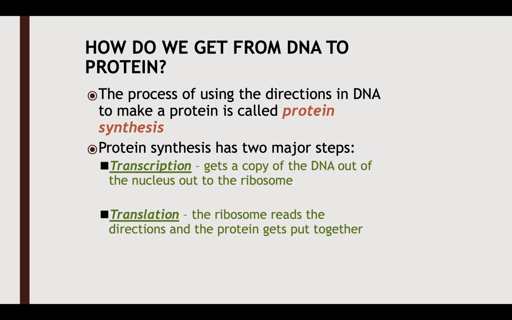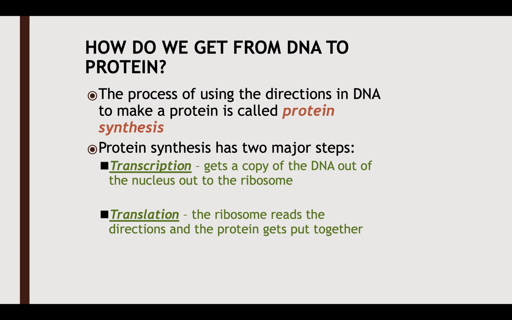Transcription is where a copy is made from the directions in the DNA. Remember, DNA is inside the nucleus. The DNA is too big to come out, so we make a copy of the directions that we need, and we send it to the ribosome. Why would we send it to the ribosome? If you recall, the job of the ribosome is to make proteins. So ribosomes don't know how to make the protein if they don't have a set of directions. So once we copy the directions we need from the DNA, we send it to the ribosome.